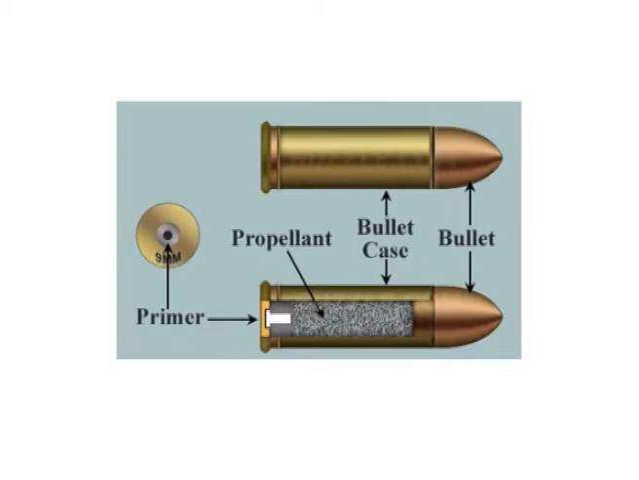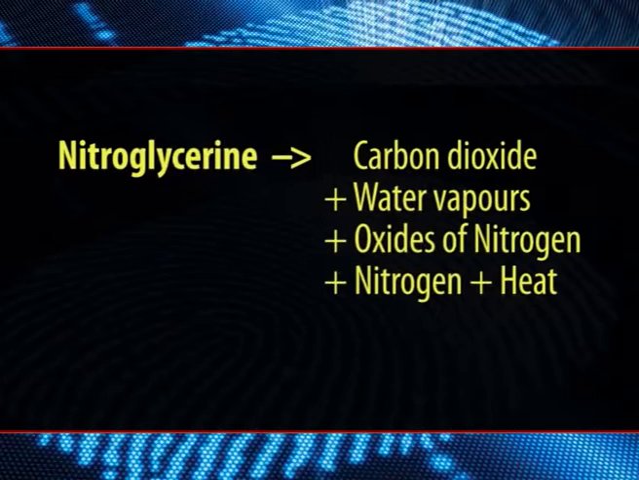Let us now study about ignition of propellants. Nitrocellulose as propellant, if ignited in an unconfined space, will burn gently. The heat and pressure built up will accelerate the rate of burning exponentially if it is in a confined space. The products of combustion in case of nitroglycerine are carbon dioxide, water vapors, oxides of nitrogen, nitrogen, and heat.